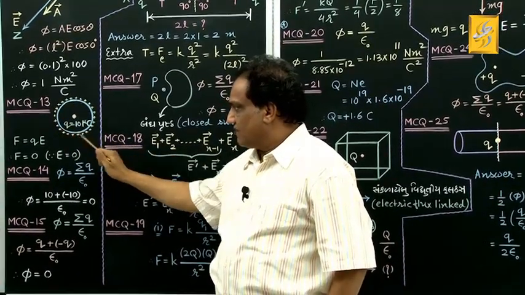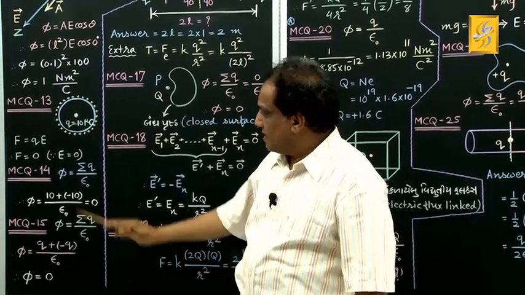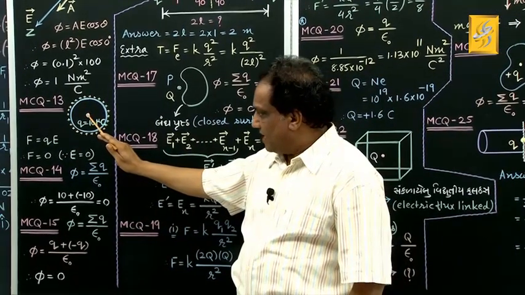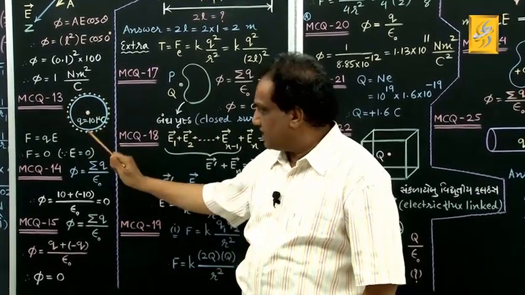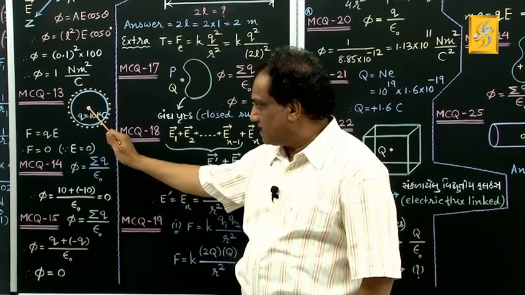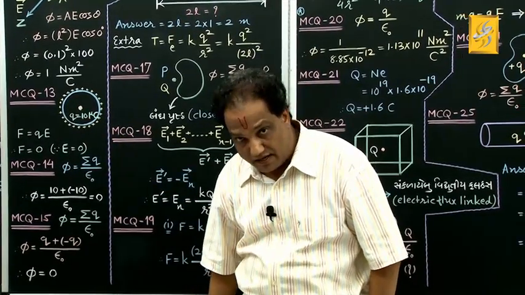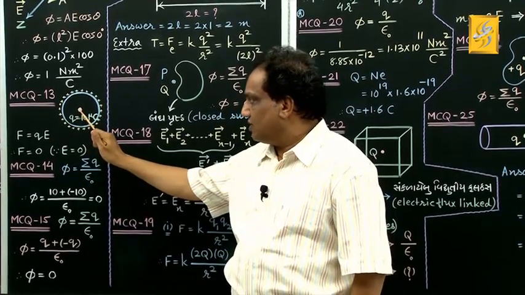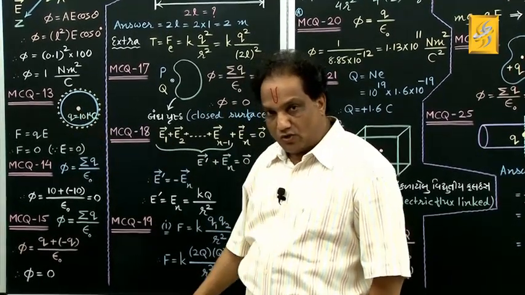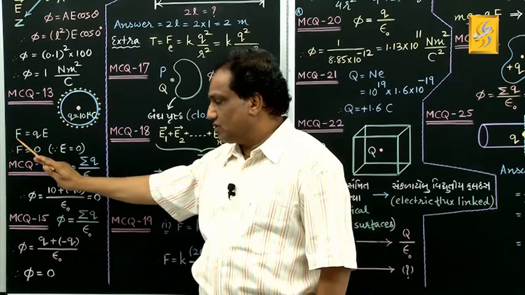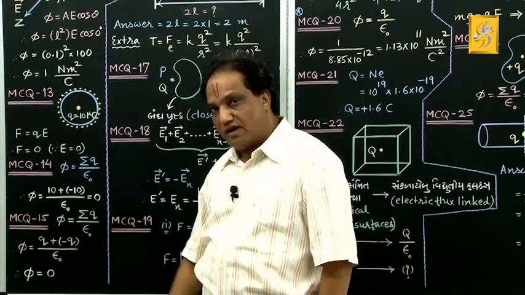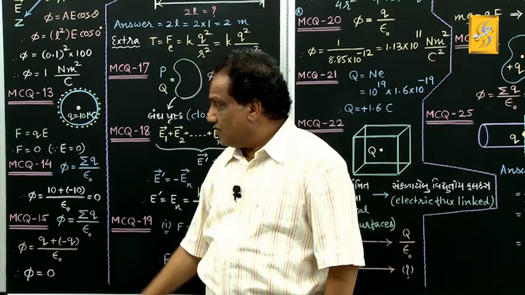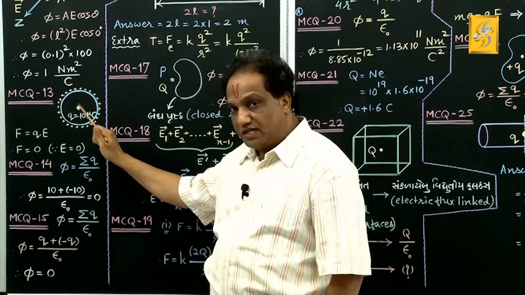We have a uniformly charged spherical shell, and we place one point charge, say 10 microcoulomb, at the center of that spherical shell. We are asked to find the electric force exerted on this point charge. Don't you know the formula of electric force? Charge into electric field.